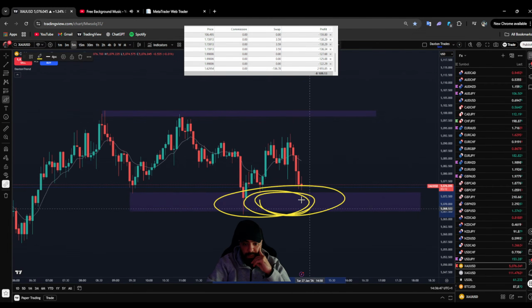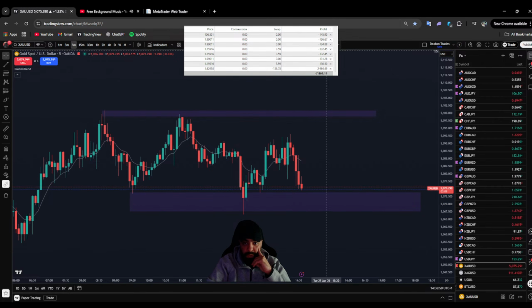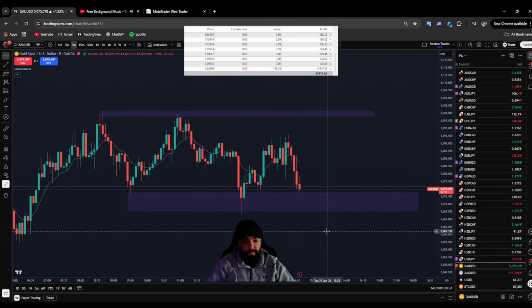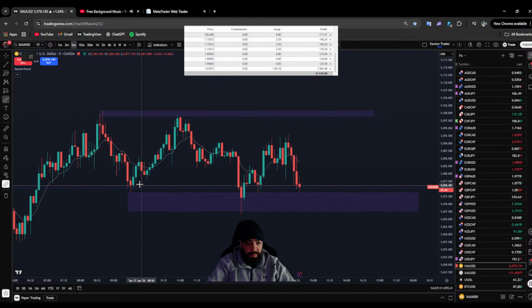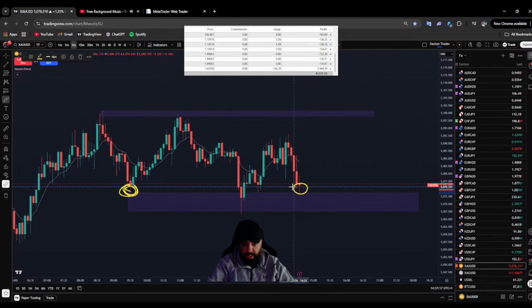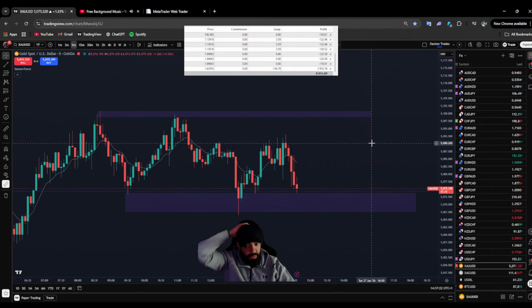So I will be looking for buys at this zone right here. I just need the price to move further down to these zones right here, somewhere here, so we can be protected by this wick. And don't forget that we have this level right here. You can see that the price is rejecting it, but we need to wait, of course, to have an even better entry.